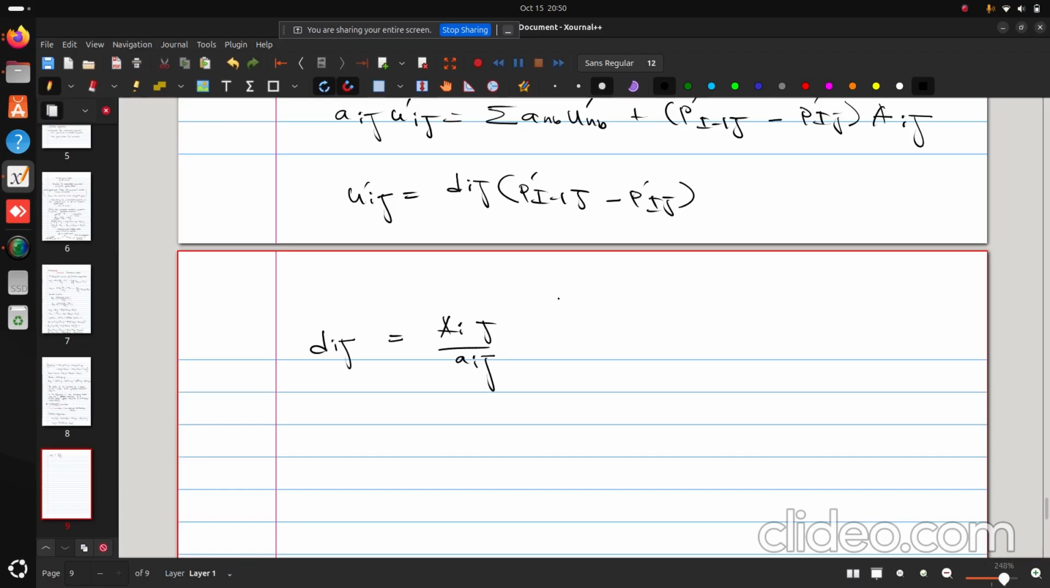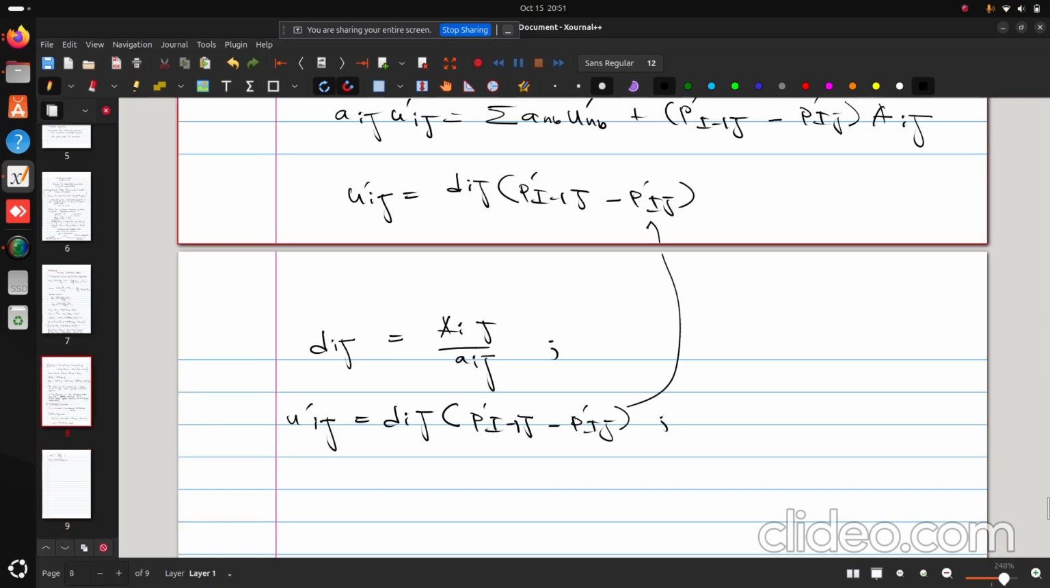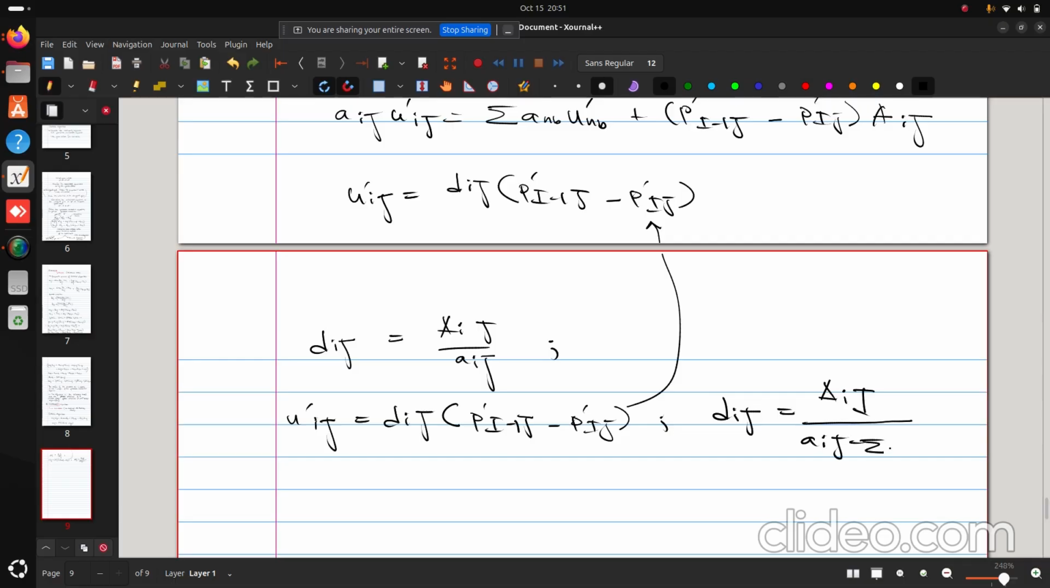But what happens in the SIMPLEC algorithm is that u prime small I capital J is d small I capital J times p prime capital I minus 1 capital J minus p prime capital I capital J, which is the same as what we had in the simple algorithm, but the subtle difference is that d small I capital J is now written like this: a small I capital J minus the summation of a_nb.